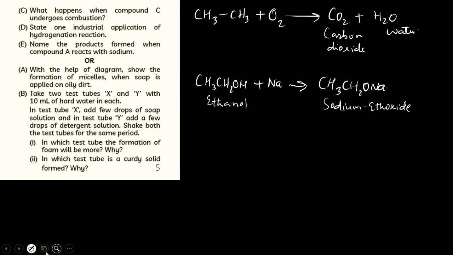Now, with the help of diagram, show the formation of micelle. Micelle is a structure which is formed by soaps when they encounter dirt. Say for example, this is a dirt molecule in the center, and we know the structure of soap has a polar head and non-polar tail. Since oil is non-polar, all the non-polar tails will bond with the oil drop, and the polar part will be away from the oil drop, because polar end is hydrophilic and tail is hydrophobic. Non-polar will bond with non-polar and polar will bond with polar.